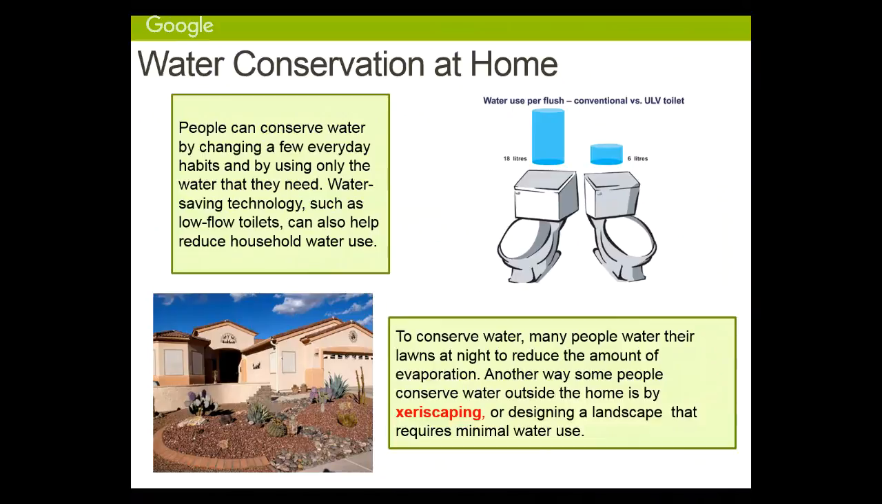To conserve water, many people water their lawns at night to reduce the amount of evaporation. Another way people conserve water outside the home is xeriscaping, or designing a landscape that requires minimal water use.